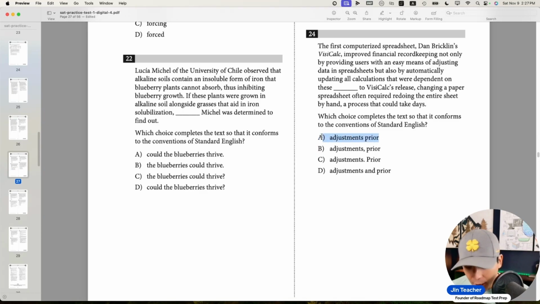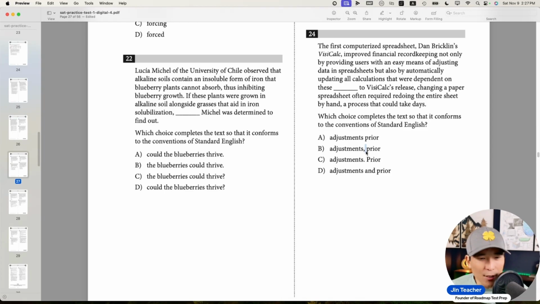Now, I can use that same logic to get rid of answer choice B and answer choice D. Now, why? Because again, we talked about this in a previous question, right? When you have two complete sentences, for punctuation you can use a period by itself, you can use a semicolon, right? Oh, and you can also use a comma, but you have to use a comma with one of those FANBOYS words. You can't use a comma with any other words.